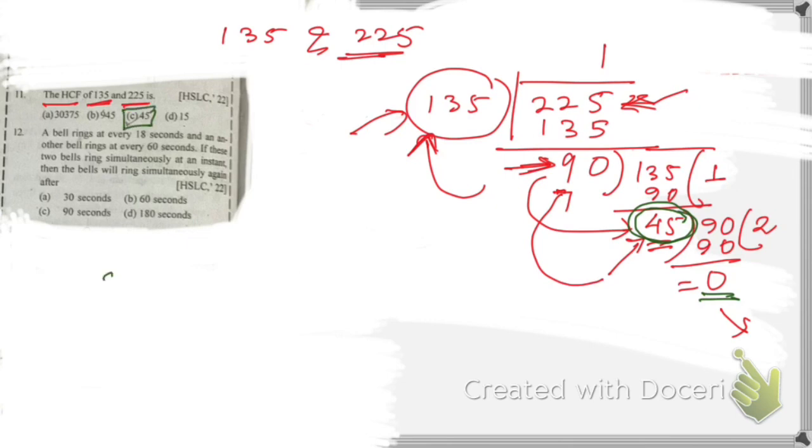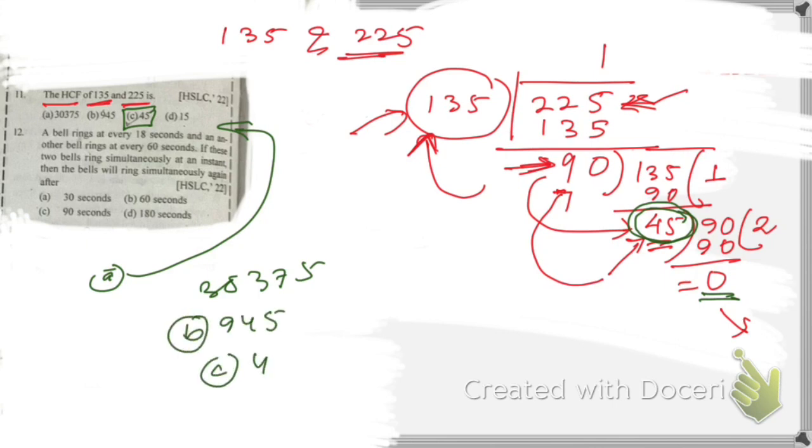So 45 is the answer. There were options for this question: the first one was 30375, the next one was 945, and the next one was 45. So 45, option C, is the correct answer. It was asked in HSLC 22.